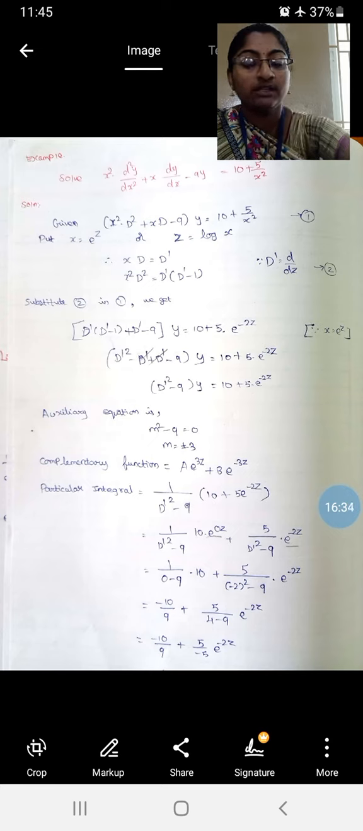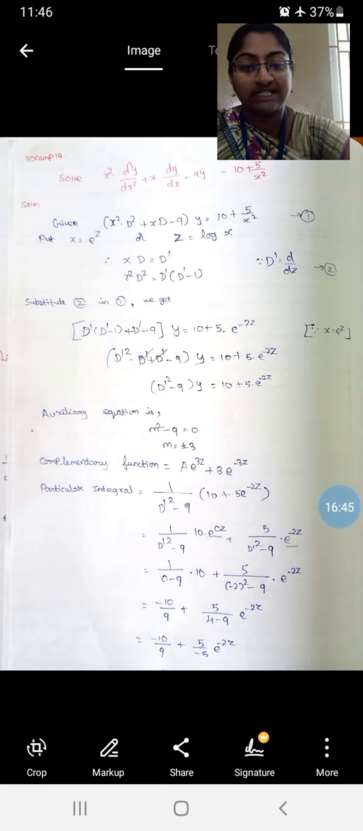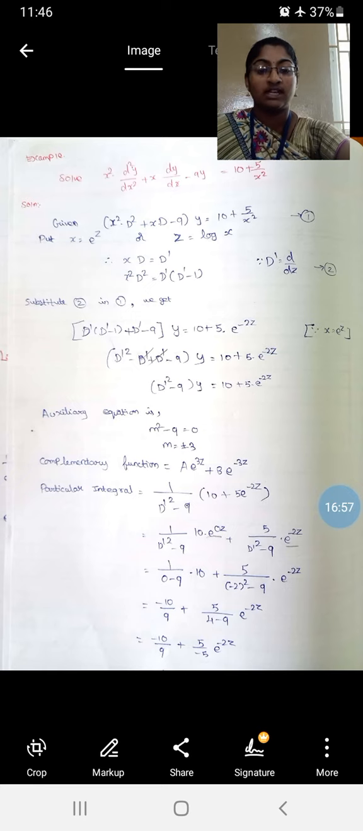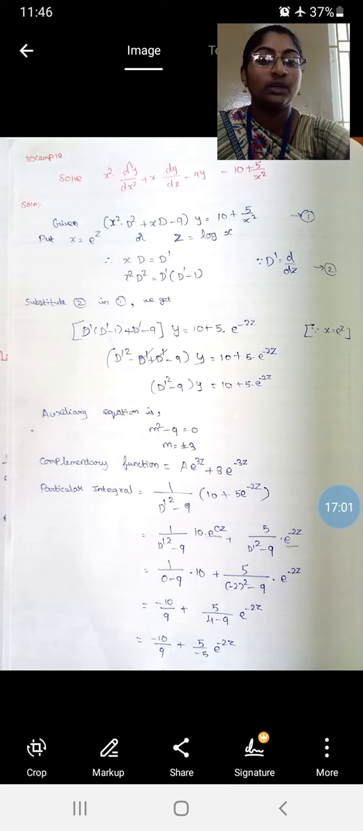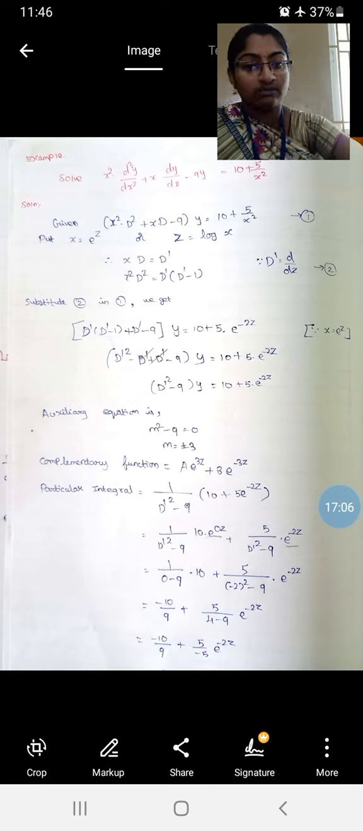I am simplifying. Just multiply this D' inside the bracket: D'² - D', the remaining terms as they are. So there is 2D', one in a minus term and one in a plus term. Cancel both the terms. So -D' and +D' cancel, and (D'² - 9) y equals 10 plus 5 into e^(-2z). See here, there is a constant 10 with no e terms, so it will become e^(0z), because there is no such term, right?